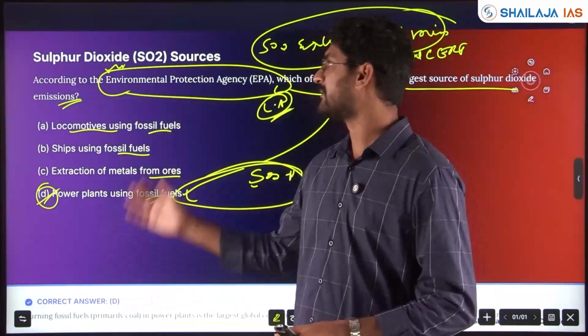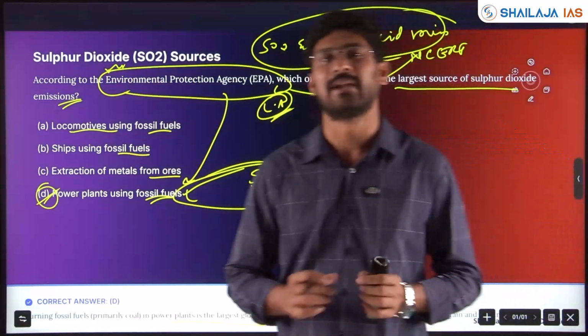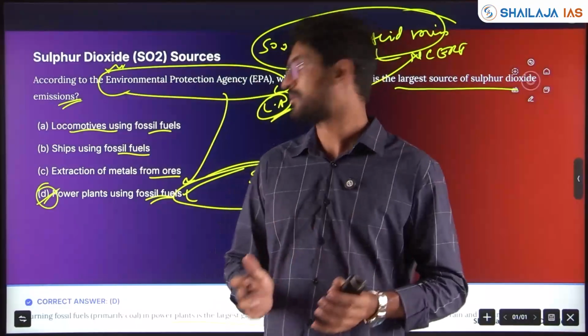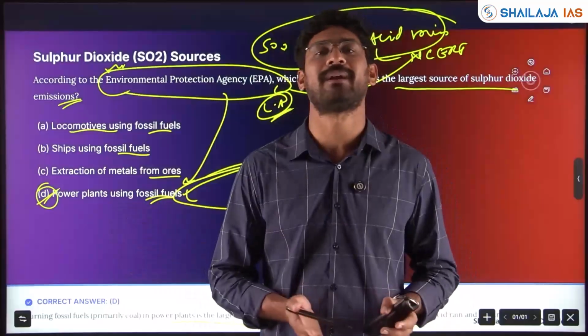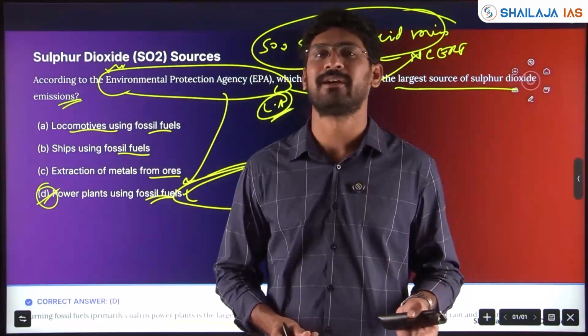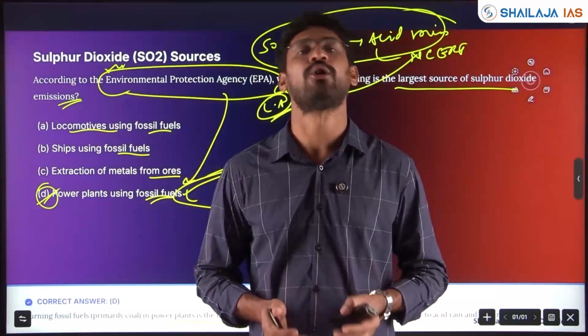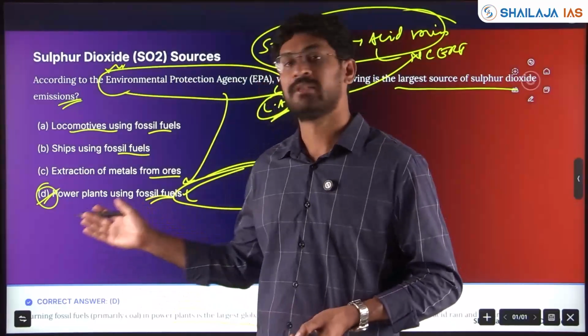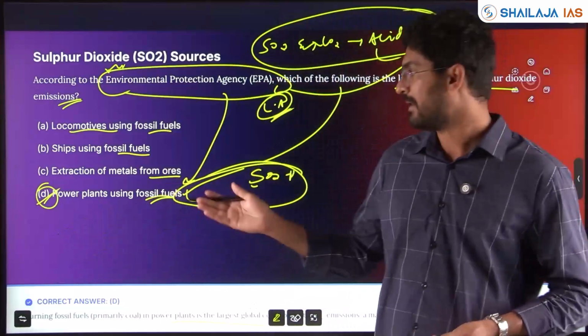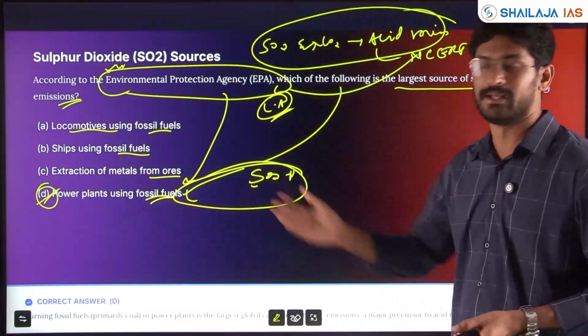So here the answer, if you had studied current affairs and know where sulfur dioxide is mostly produced, is power plants. Power plants, as I already told, use coal, which also contains sulfur. If you are using fuel, diesel plants also will have sulfur dioxide, therefore becoming the primary producer of sulfur dioxide when fossil fuels burn.